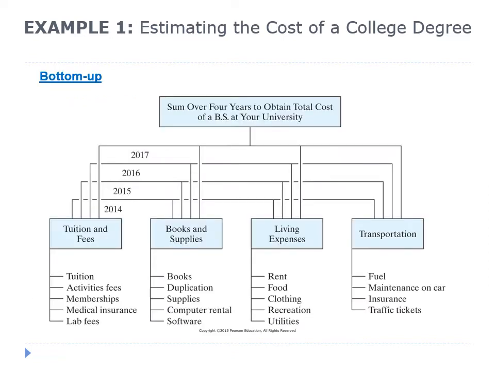You have seen the top-down approach, which is quite a crude estimate of the cost. The bottom-up approach is a more detailed approach. This approach will first break down anticipated expenses into different categories for each of the 4 years at the university. For example, we can break down the cost into tuition and fees, books and supplies, living expenses, and transportation.